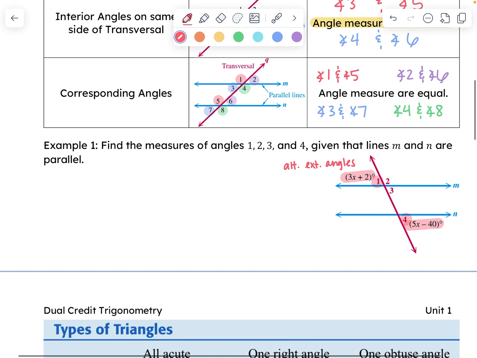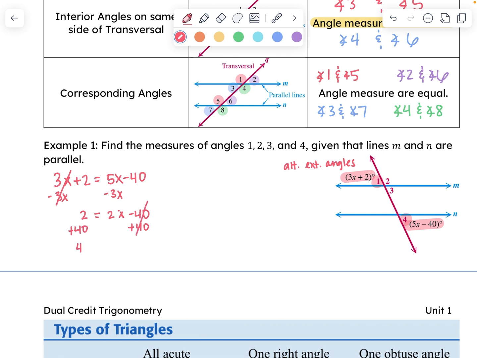So what that means is that angle 1 has to equal angle 4. So I can say that 3x plus 2 has to equal 5x minus 40. And I can figure out what x is from that equation, which means I can then figure out what those angle measures are and figure out what all the other angle measures are. So I would start by subtracting 3x from both sides. So 2 is going to equal 2x minus 40. And then I can add 40 to both sides. So 42 is equal to 2x. And then divide both sides by 2. So x is going to equal 21.